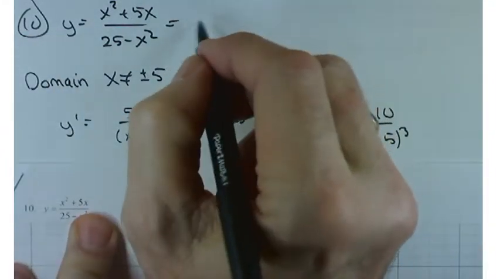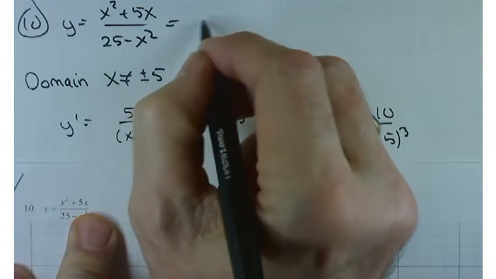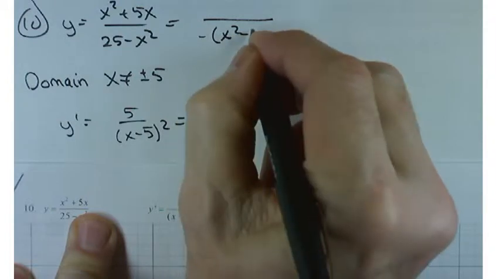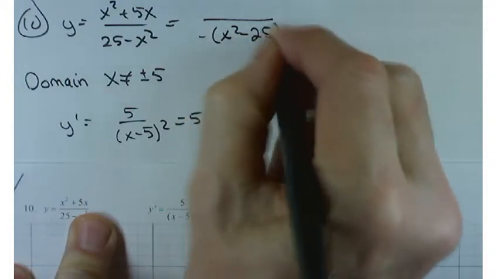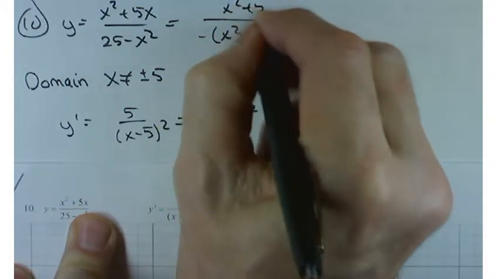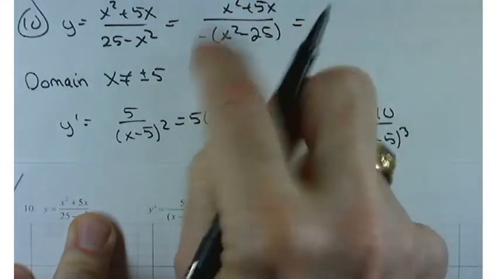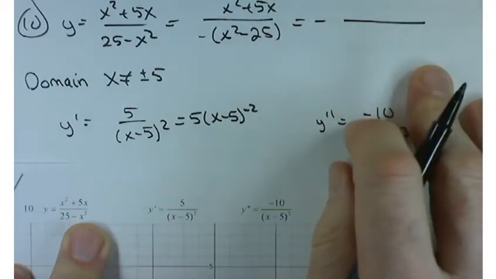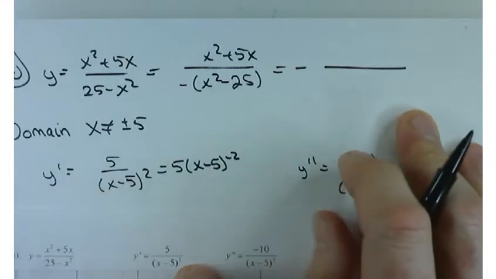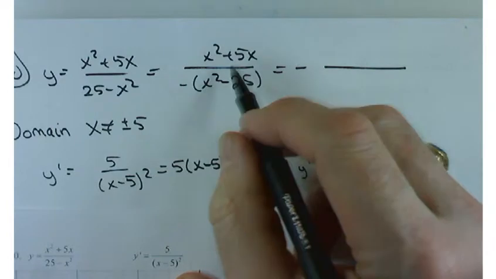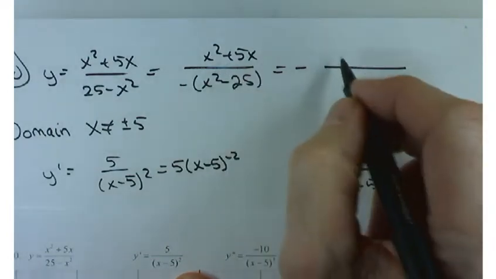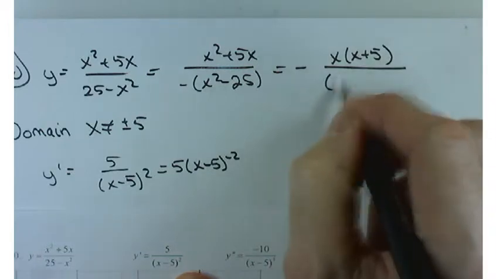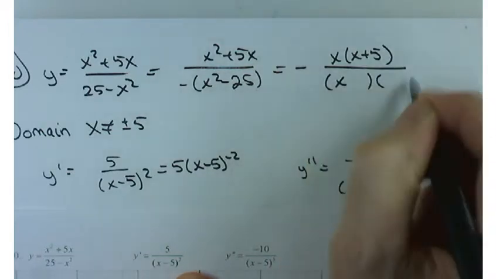First things first, I'm going to factor out the negative from the denominator. Write it as the negative of x squared minus 25 over x squared plus 5x. And then I'm just going to move that negative out in front. What else do you think I can do with this function? Factor out an x from the numerator, and the denominator also factors.